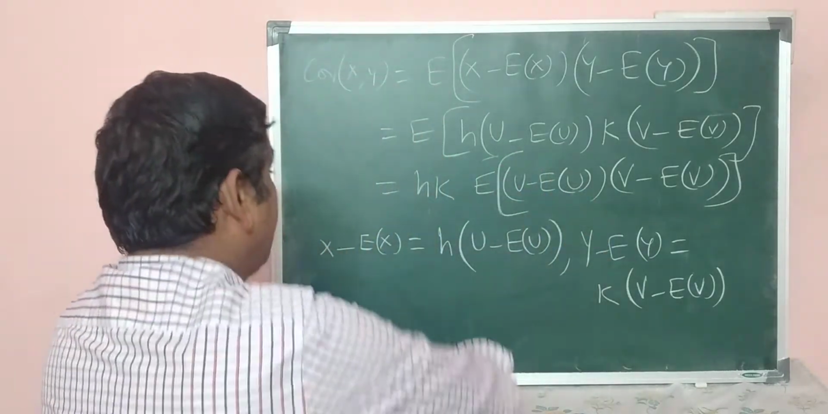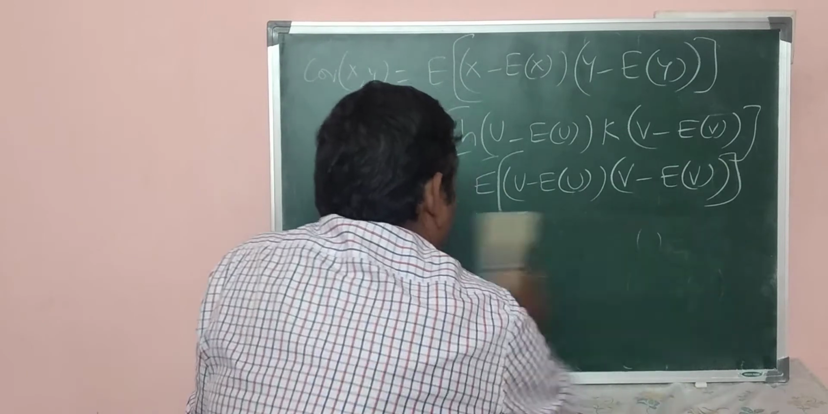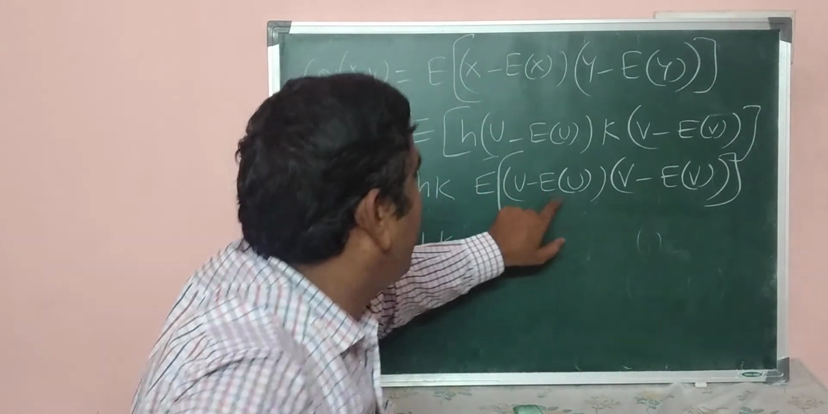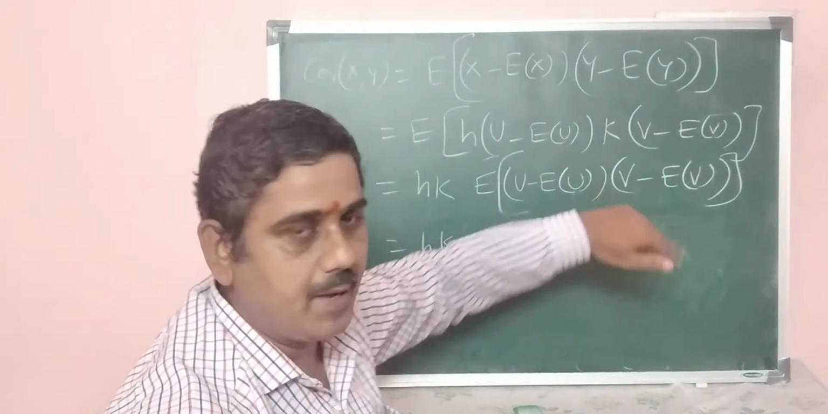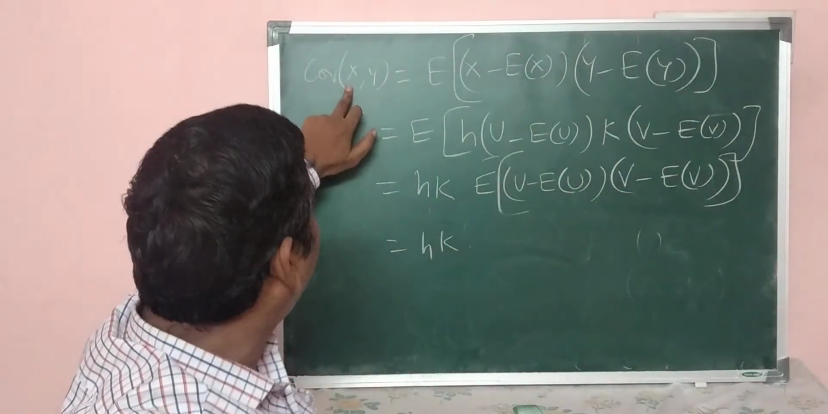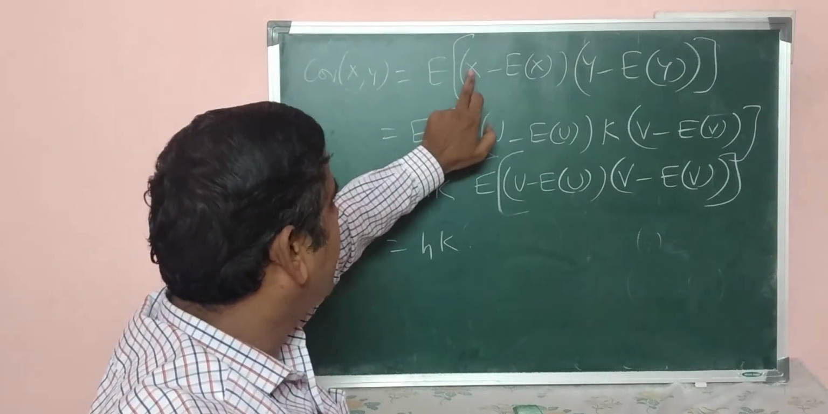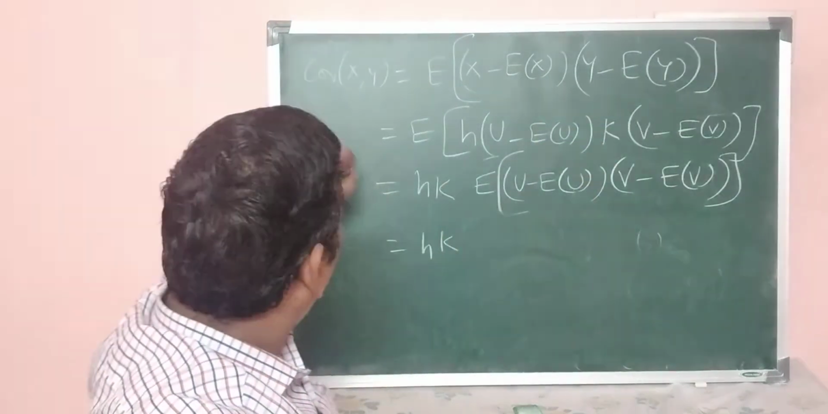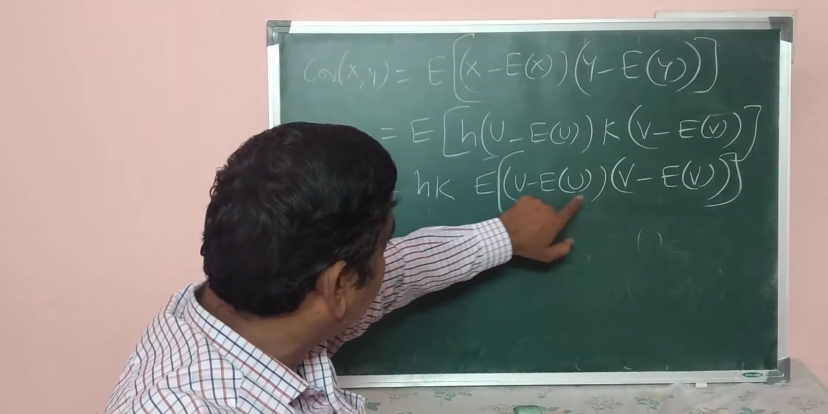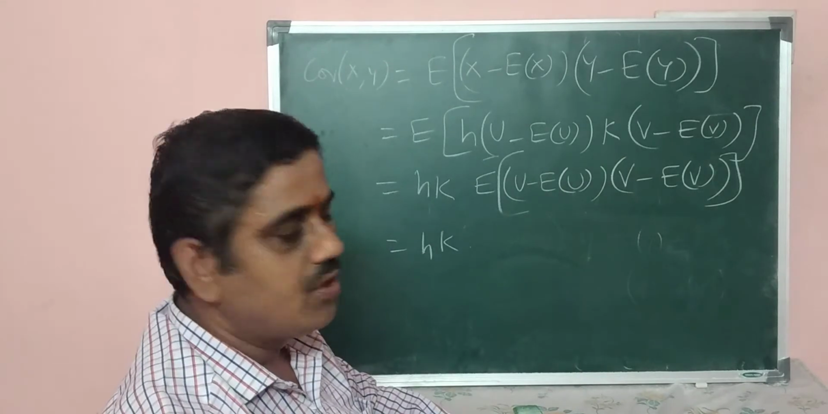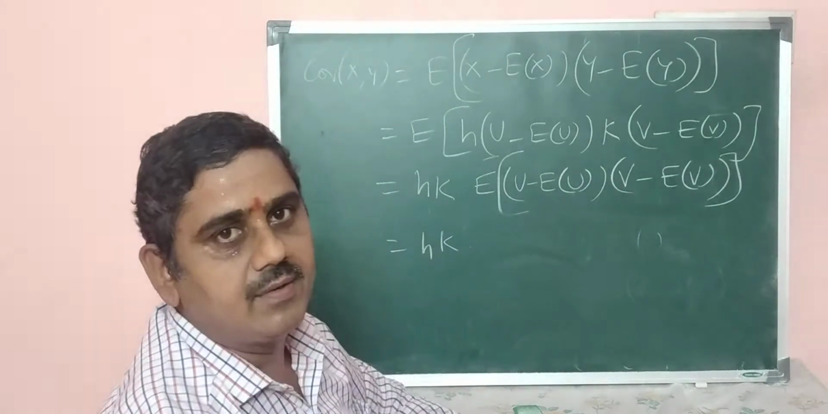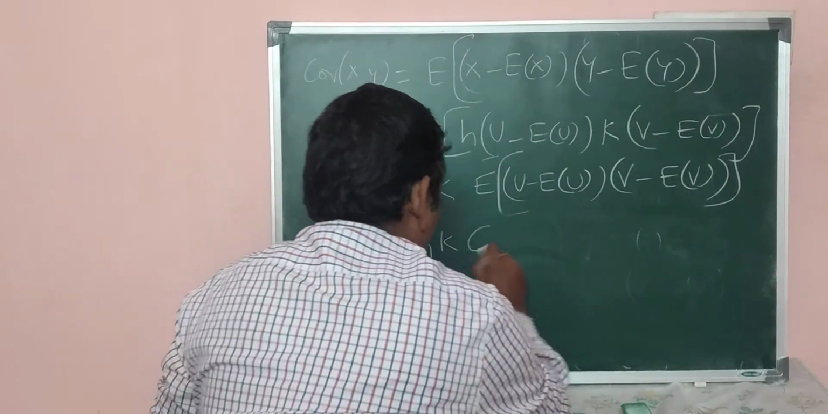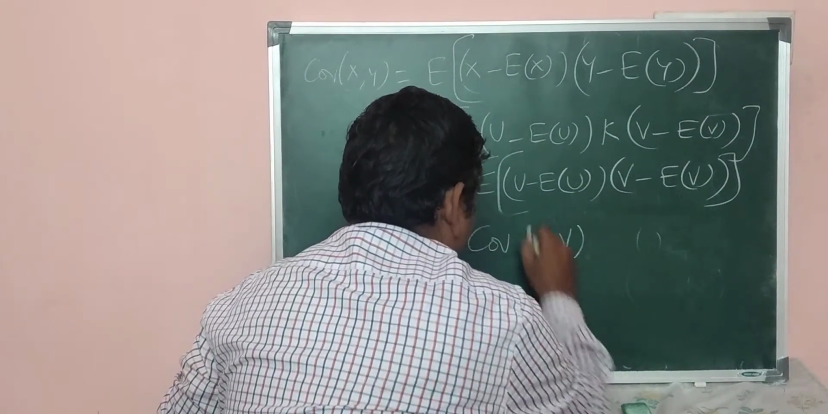Right? Then what is this value? Expectation of u minus expectation of u into v minus expectation of v. Now you refer to the formula here: covariance of xy is equal to expectation of x minus expectation of x into y minus expectation of y. So this is expectation of u minus expectation of u and v minus expectation of v. So this is covariance of u comma v. This is covariance of x comma y, this is covariance of u comma v. Therefore this is covariance of u comma v.